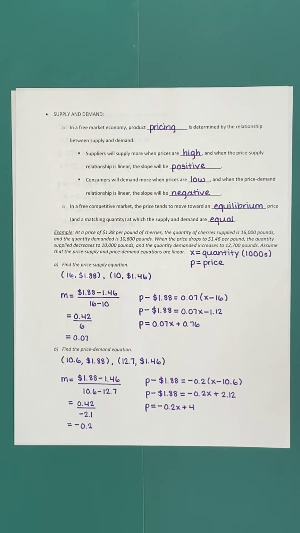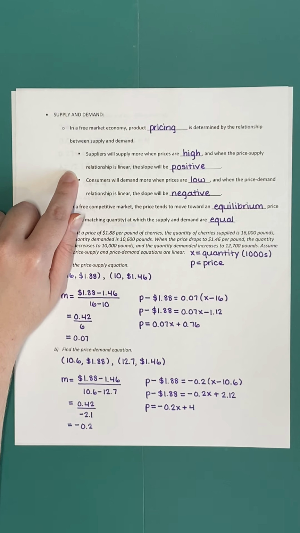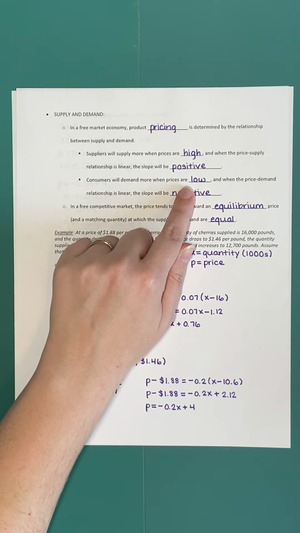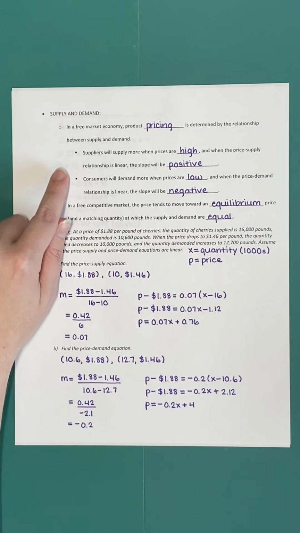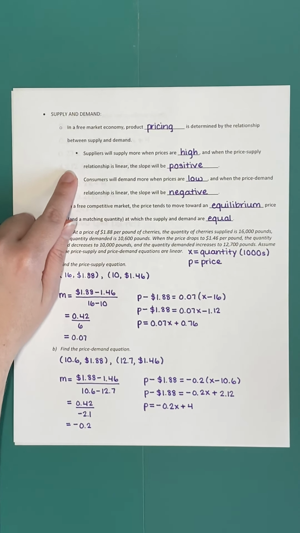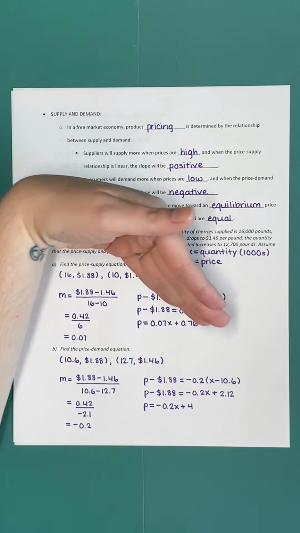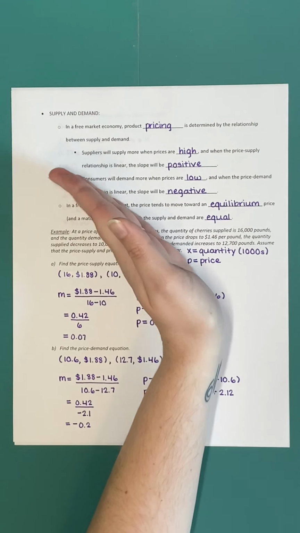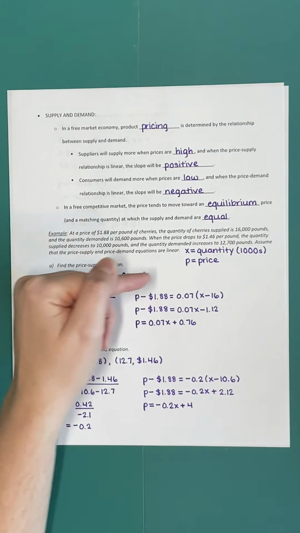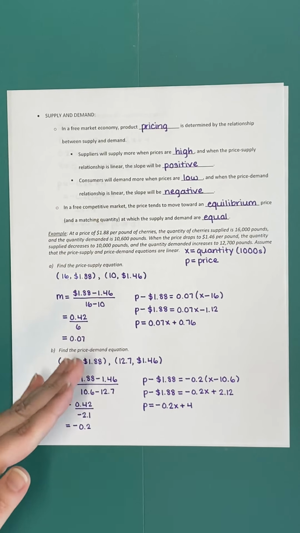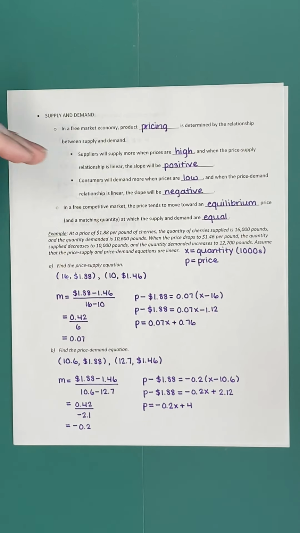It goes up. Now, consumers will demand more. They're willing and able to buy more when prices are low. It costs less, they're more likely to buy it, and they have more funds in order to be able to buy it. So when prices are low, the amount demanded tends to be higher. So when the price-demand relationship, again, is linear, the slope will be negative, which means sloped downward, something like that. Or I guess, there we go, that's better. So as the price increases for consumers, the amount demanded decreases. So suppliers want prices to be high, consumers want prices to be low.